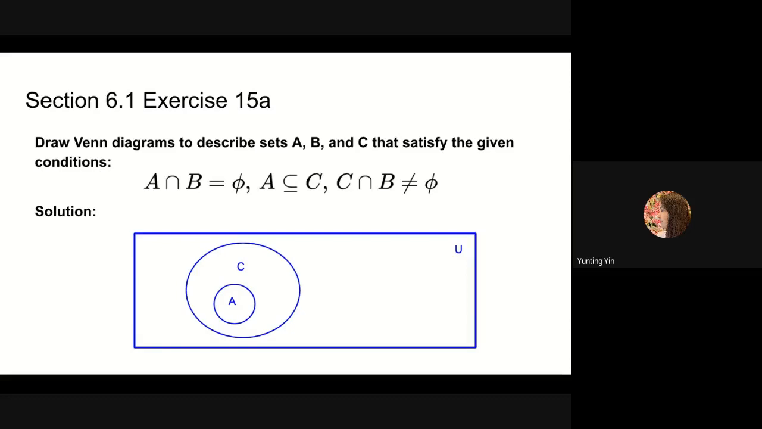This tells us that the circle representing B should intersect with the circle representing C, but it should not intersect with the circle representing A. So we can draw it this way. This is the complete Venn diagram. Any questions?